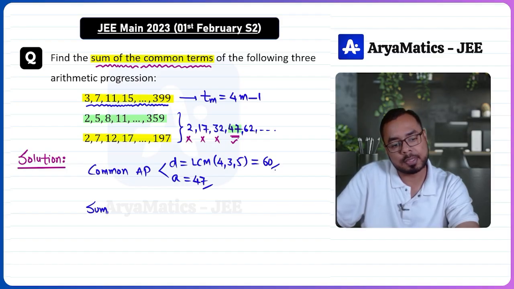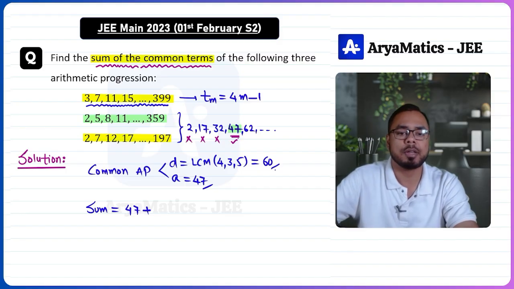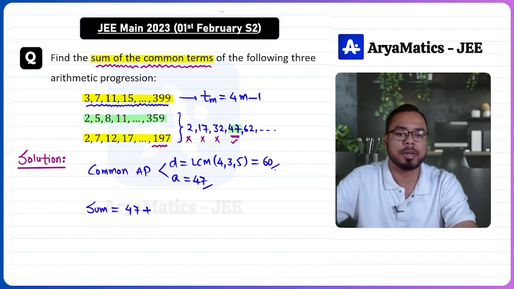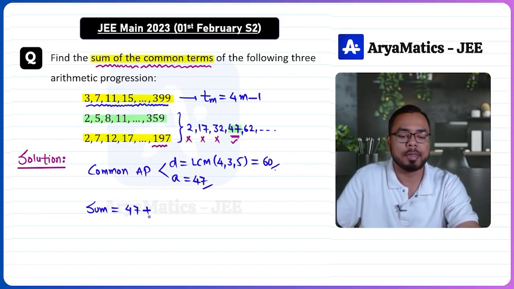The question was that we need the sum of all the terms. So the first term is 47, and there are only a few terms here. You can see that the last term is 197, so a common term cannot be more than 197. So directly we can find the sum, right?